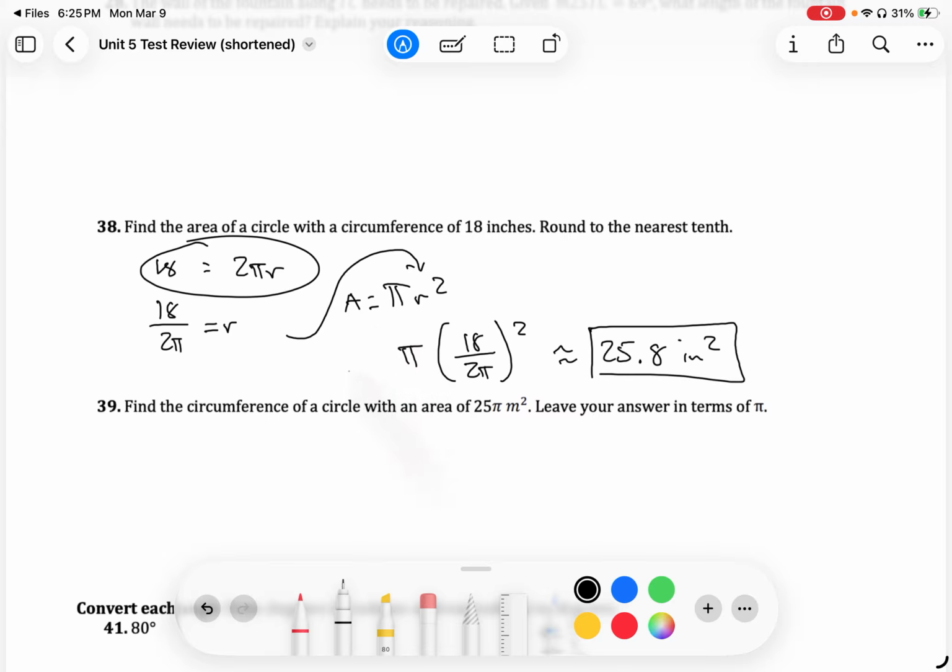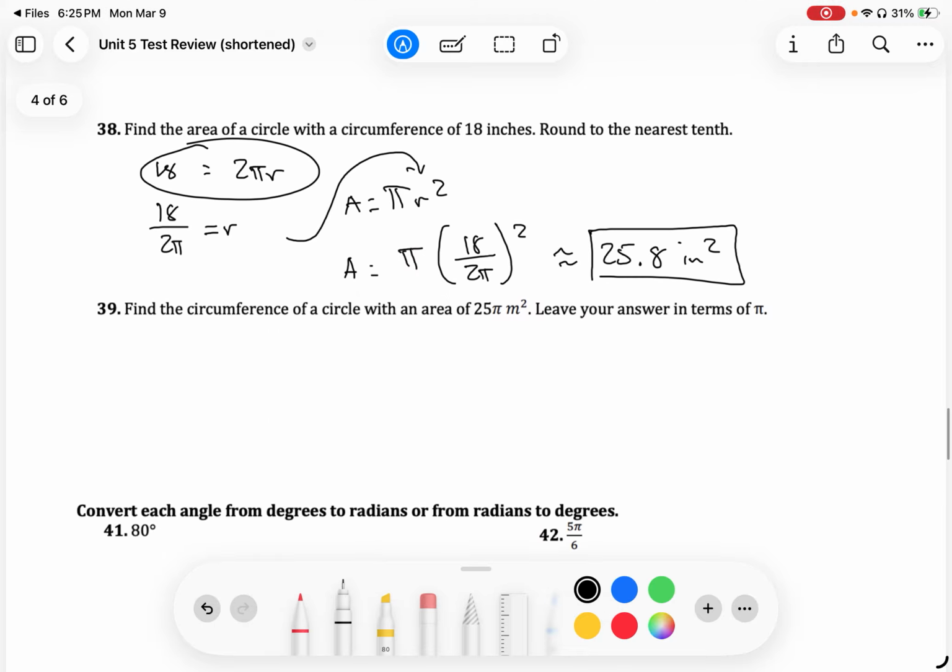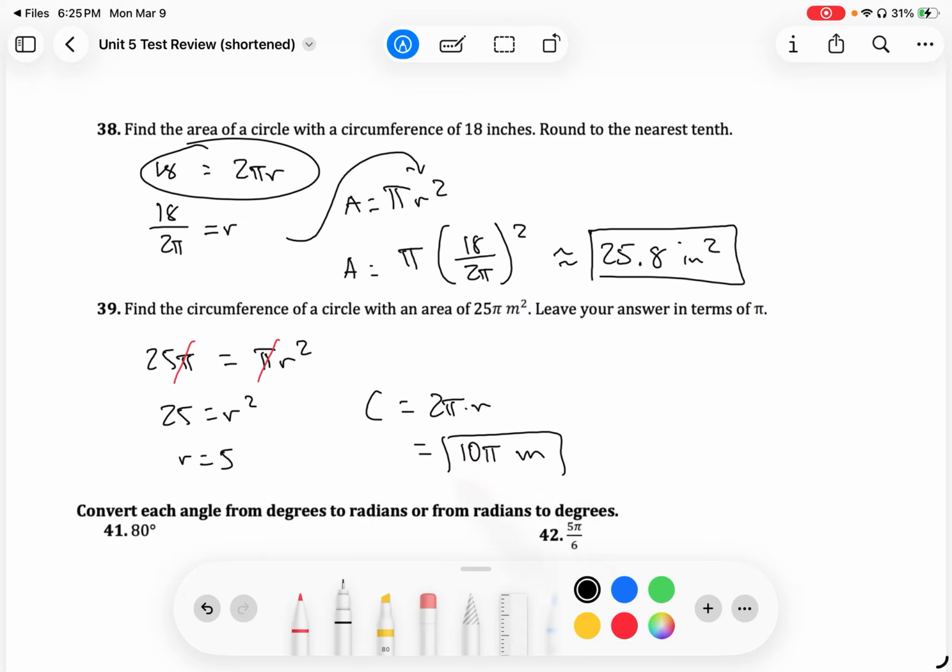my formula for area. Find the circumference of a circle with an area of 25 pi. So if the area is 25 pi, I can set that equal to the area formula, which is pi r squared. You'll notice that my pi's can divide out of both sides. And then I'll end up with 25 equals r squared. So my radius must be 5. So therefore, the circumference is 2 pi r, which is going to be 10 pi meters.